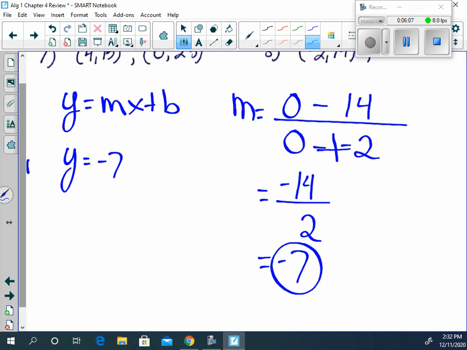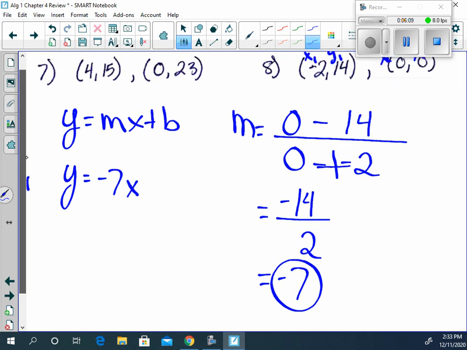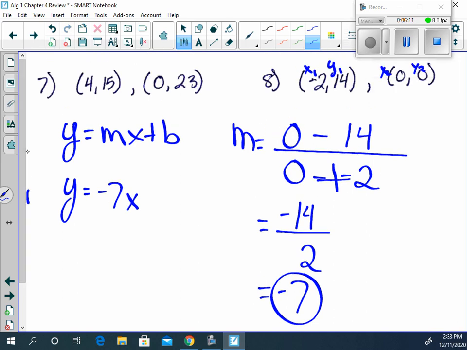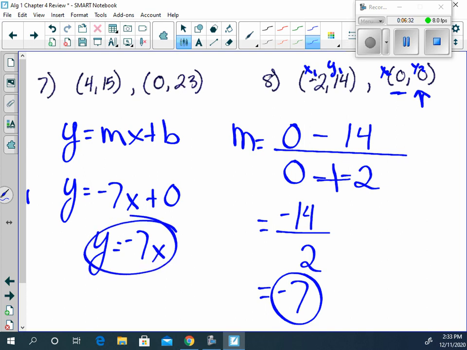So they gave us the slope of negative 7. Now, again, the x value is 0. That means the y value is our y-intercept. So the y-intercept for this is 0. So here I would put plus 0. Well, do I need to really write plus 0? No. And that's it there. So that's all we need to do for this here.